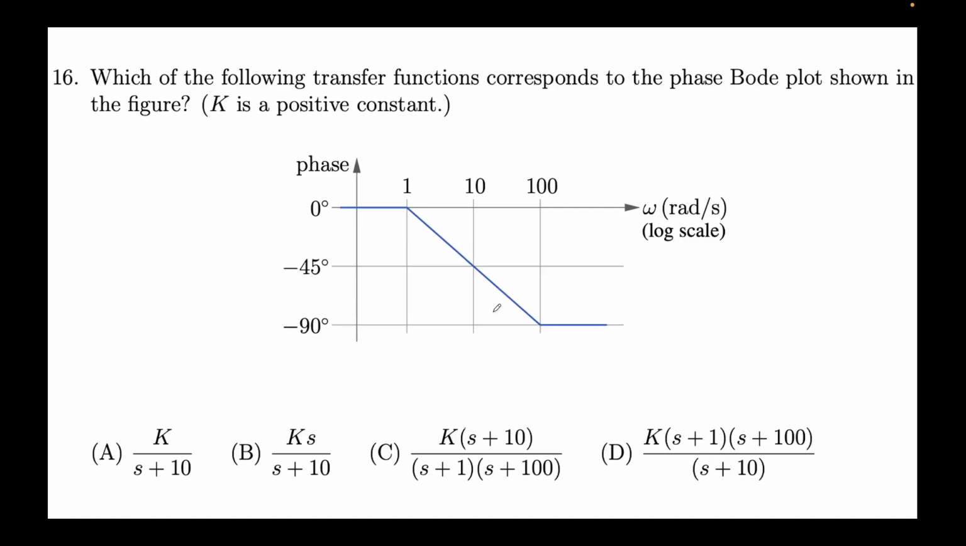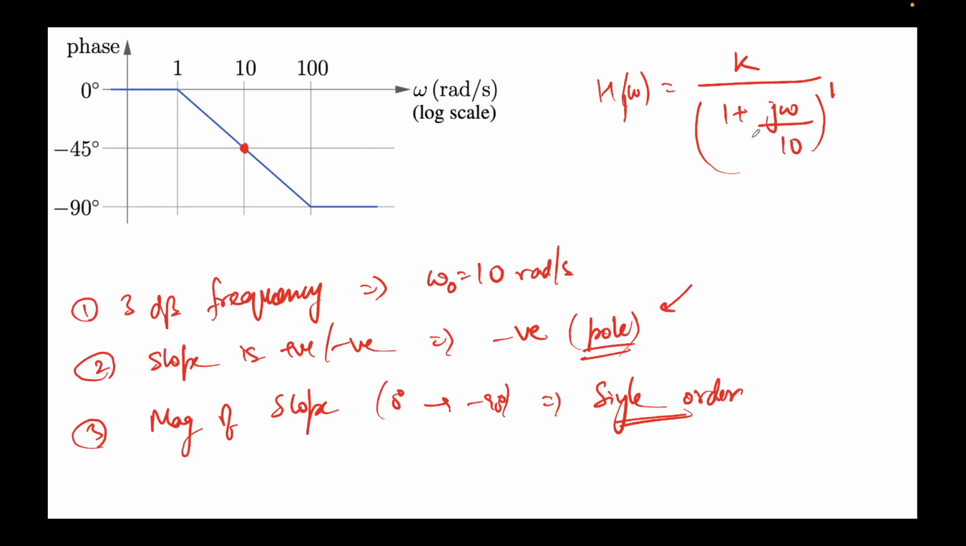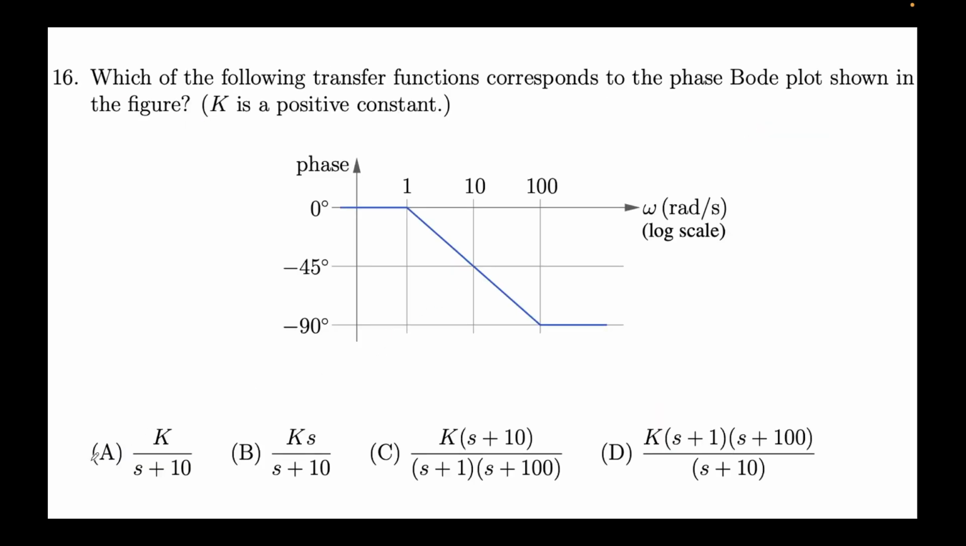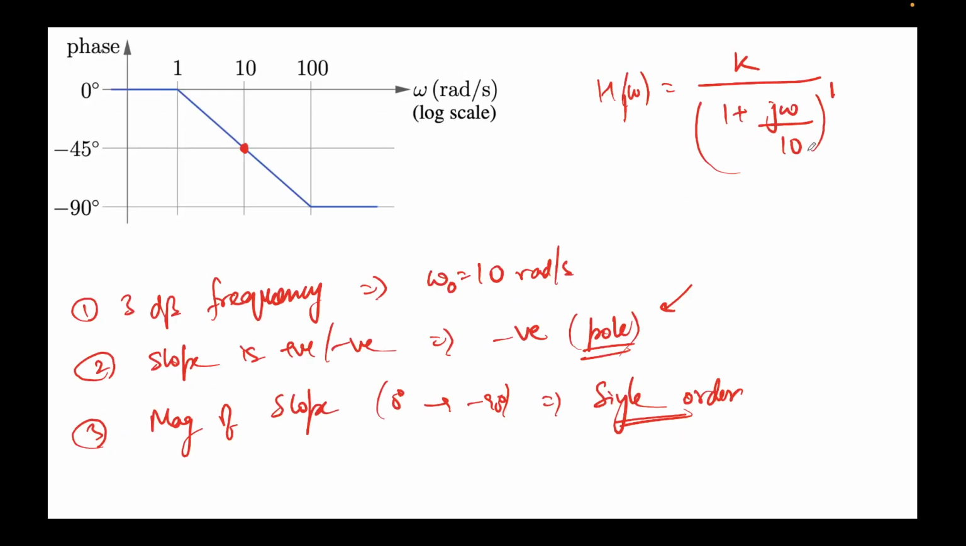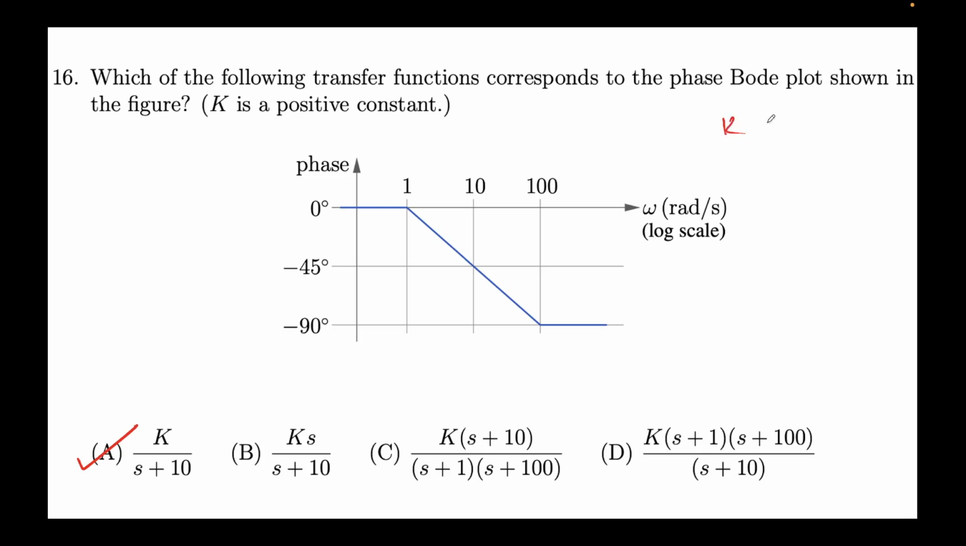Is there an option like that? K single pole. Yeah, this one. So I'll write this here. K over 1 plus j omega by 10. This is H. In terms of s format, I can write it as k over 1 plus s by 10. Take LCM, so it will be 10k over 10 plus s. So some constant over s plus 10, which is the format A. So that is the way to do it.